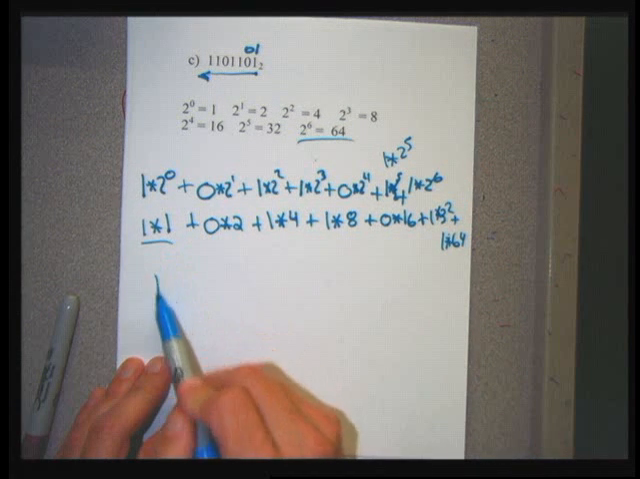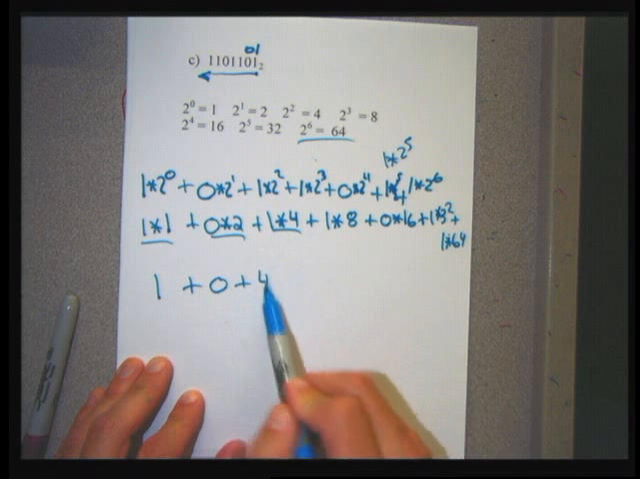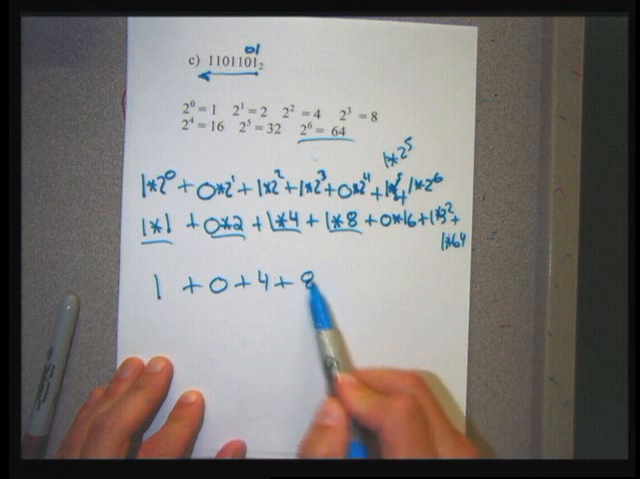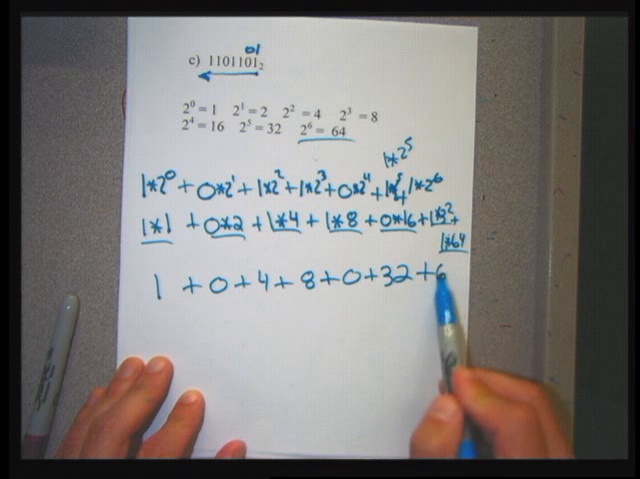Now I do this. 1 times 1 is 1. 0 times 2 is 0. 1 times 4 is 4. 1 times 8 is 8. 0 times 16 is 0. 1 times 32 is 32. 1 times 64 is 64.